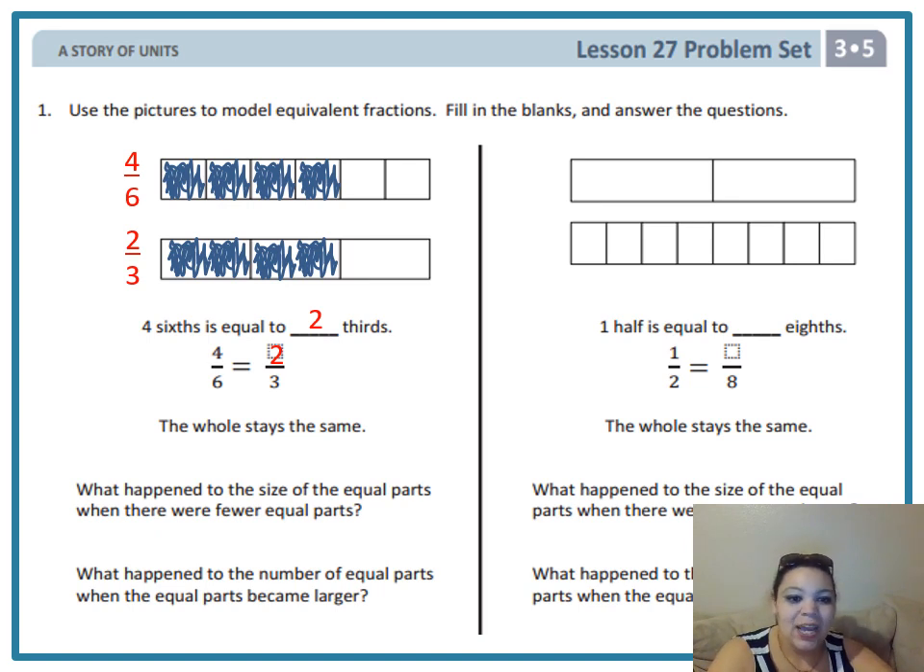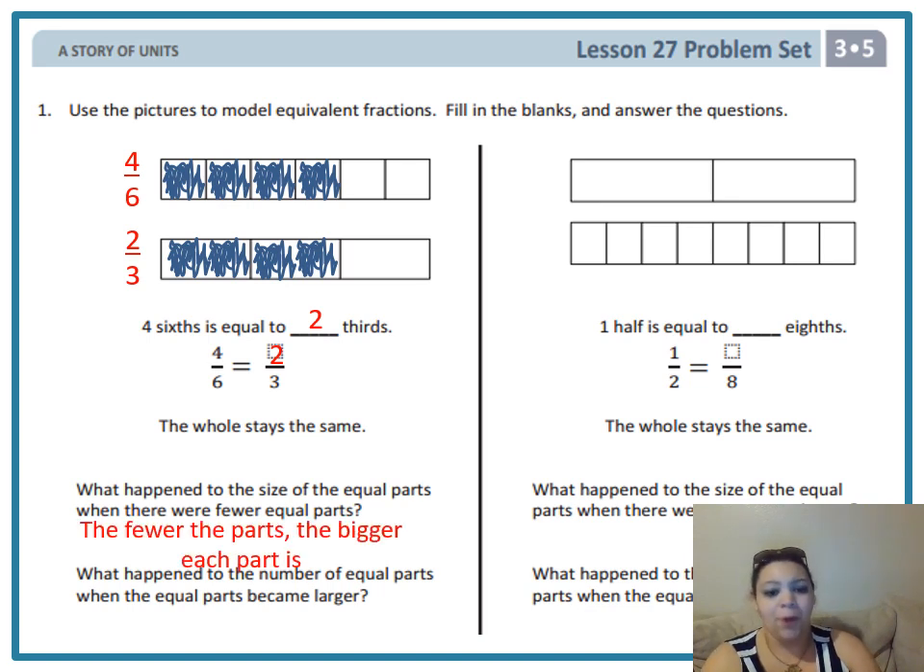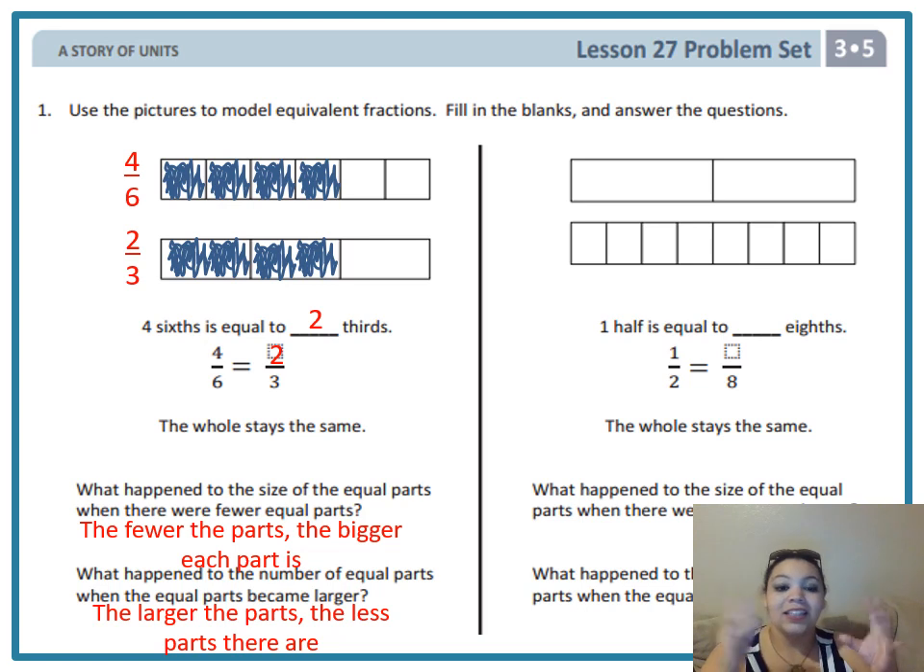It says, what happened to the size of the equal parts when there were fewer parts? What was happening? Yeah, the fewer the parts there were, the bigger each of the individual parts was. All right, what was happening to the number of the equal parts when the equal parts became larger? The larger the parts, the fewer parts there were.